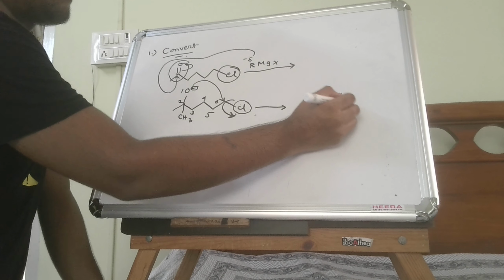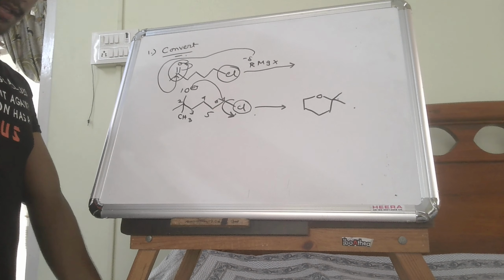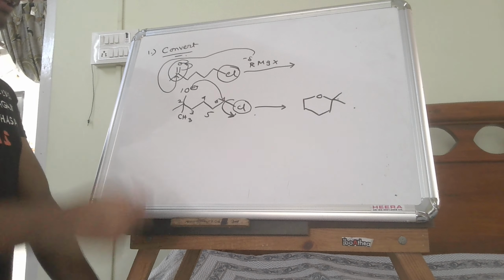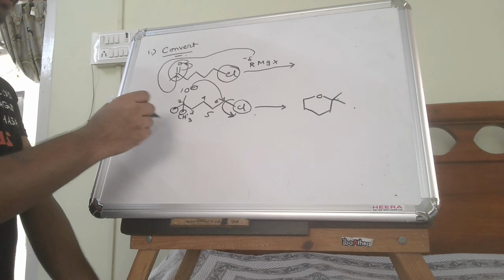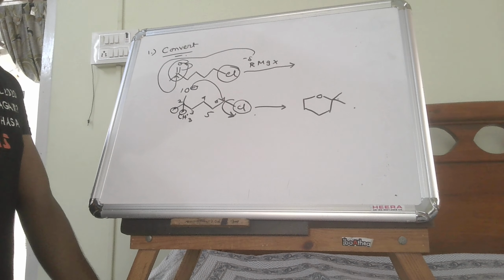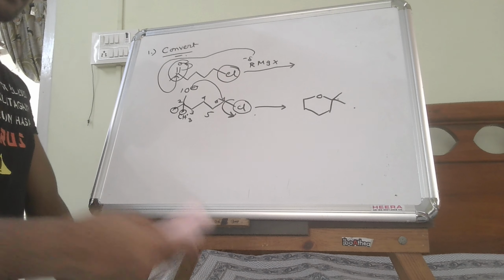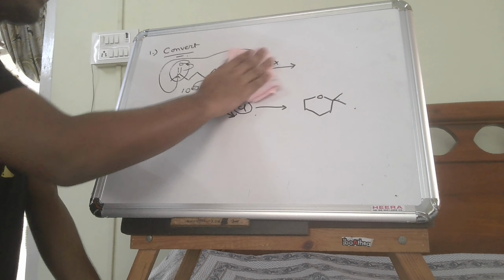So a six-membered ring is formed. Like this, there are two methyls, right? One methyl and two methyl. There are two methyls, so two methyl are there. Like this, the reactions of Grignard are carried out.